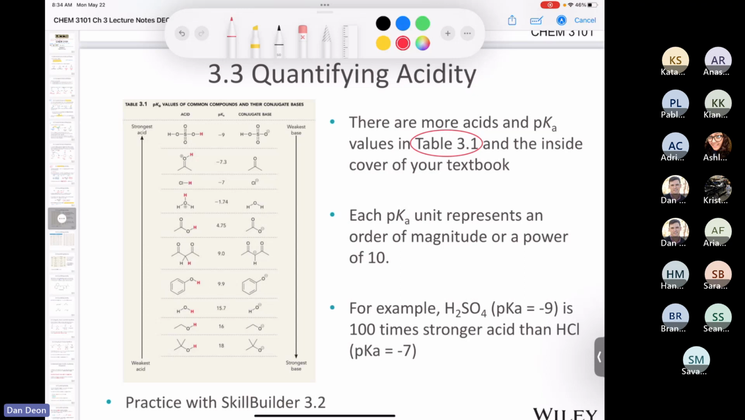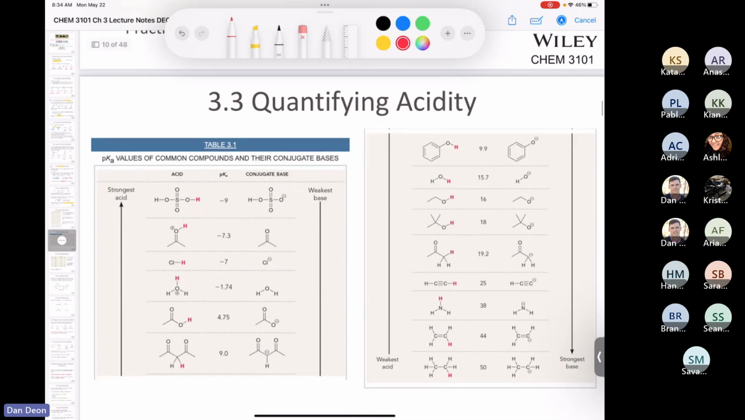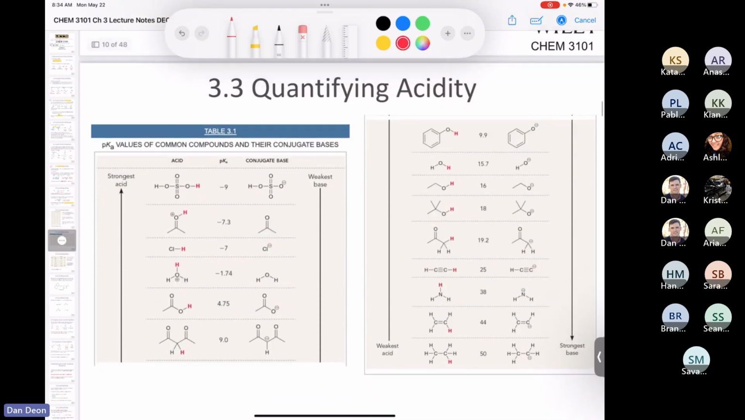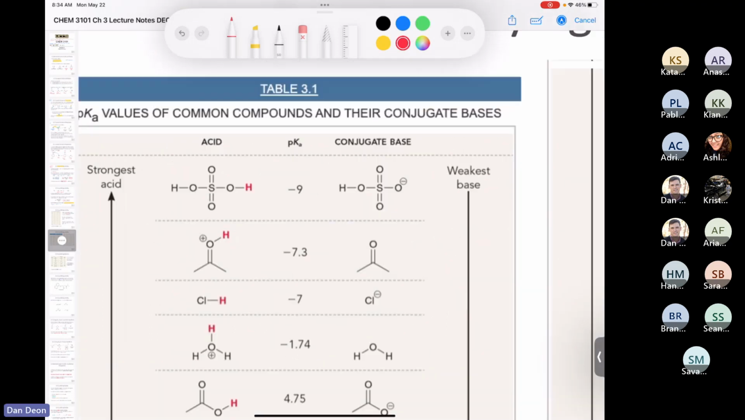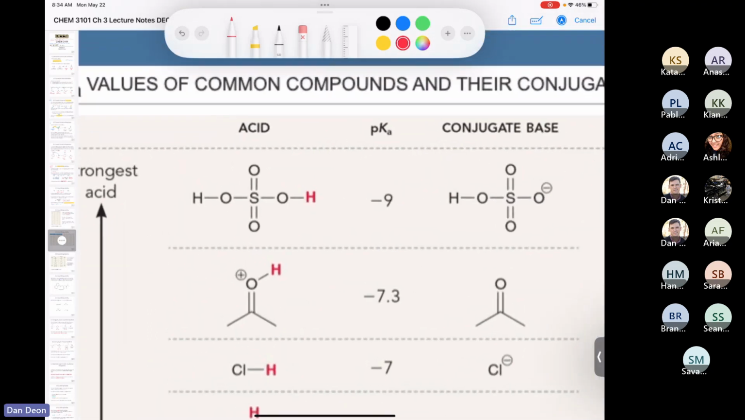So the way that they have them organized is here. This is table 3.1 from your textbook, essentially. And there's only one thing I'm going to add to it, which doesn't even need to be added, but I'm just going to throw one thing at you. So let's go over them. The first one is sulfuric acid, right? It's a very strong acid, so it's going to have a very low pKa. It's a pKa of -9.